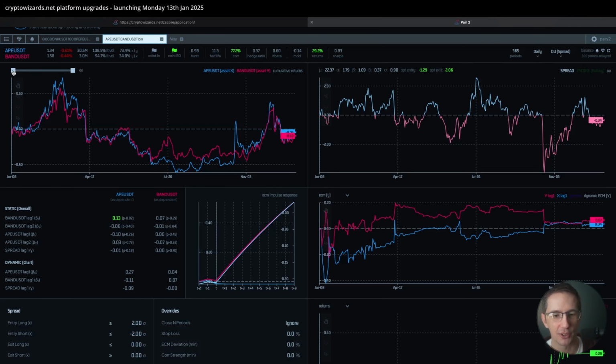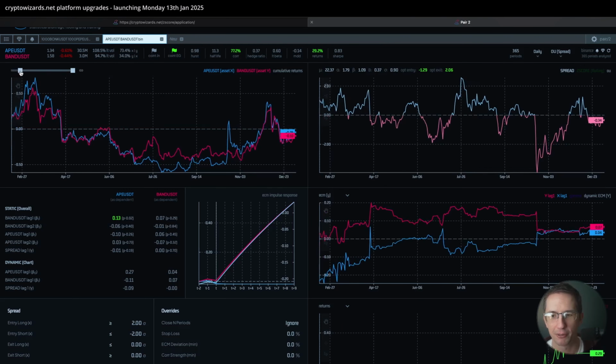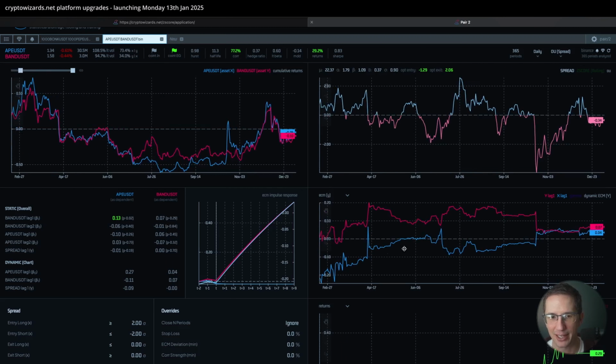And one of the things we can do here as well is just cut off the beginning of that. So you'll notice the beginning is always a bit zigzaggy because the model has to basically learn what's going on. So if I cut that off, then I can actually see a cleaner view of what's going on over here. So that's my error correction model.